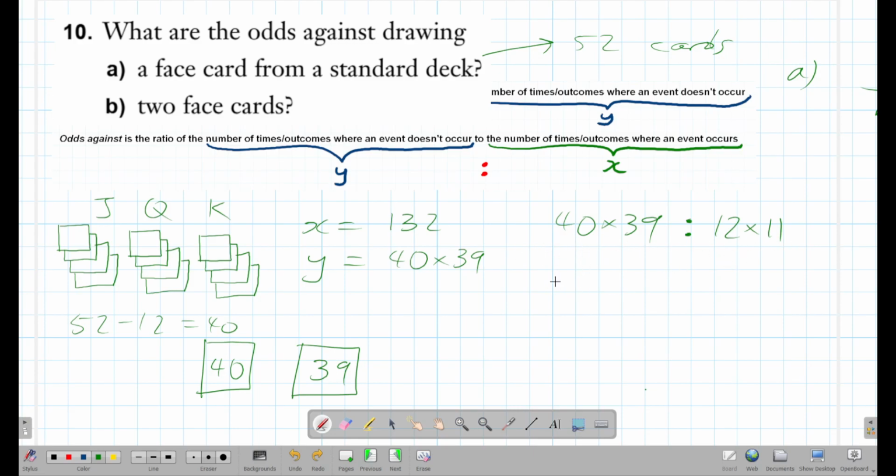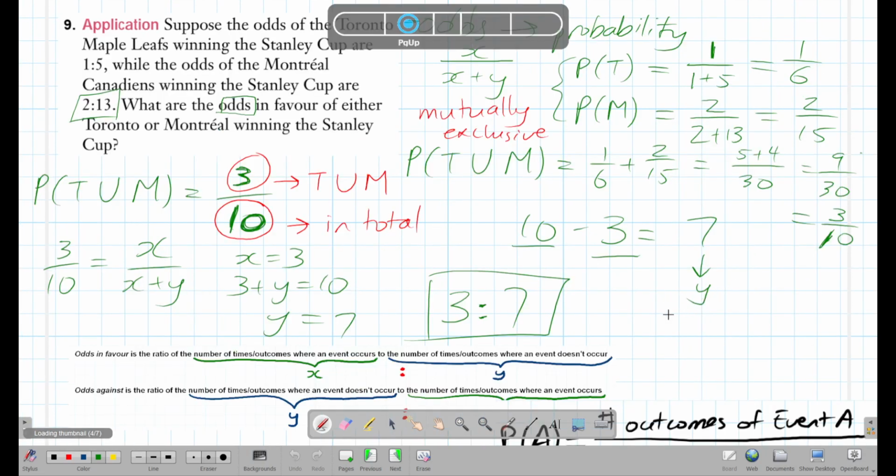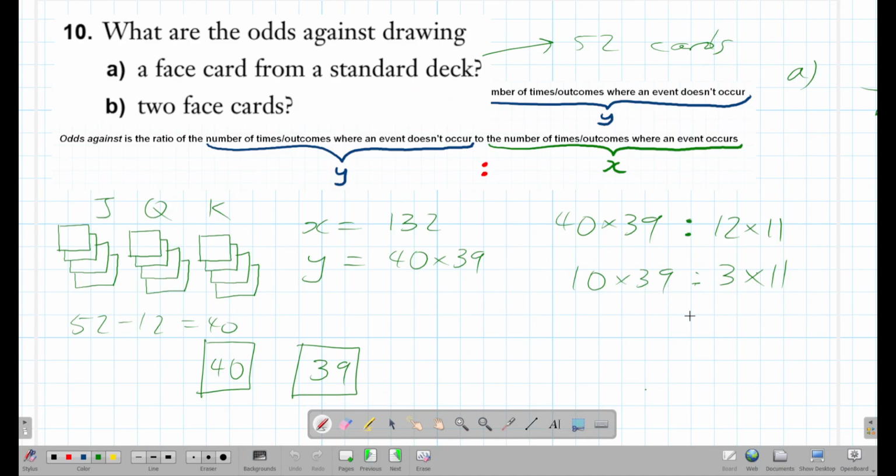So let's see. I can divide both sides by 4. So this will be 10 times 39. This will be 3 times 11. Okay, cool. So I think it's 390 to 33. And that's not what the answer is. Oh, it's not simplified yet. I can divide both sides by 3. So I have 10 times 13 to 11.